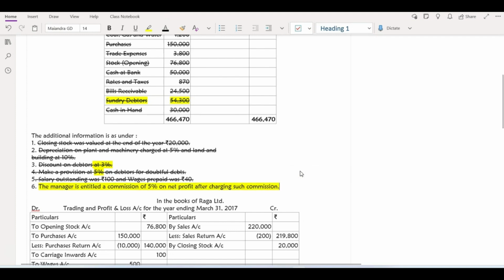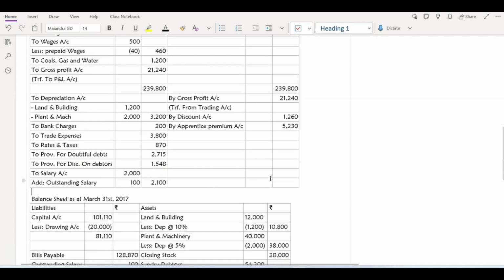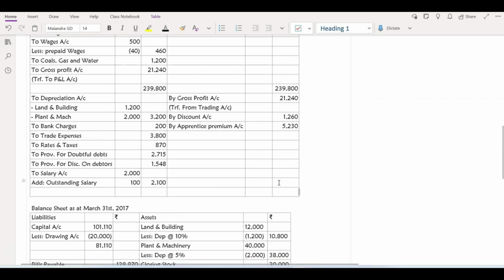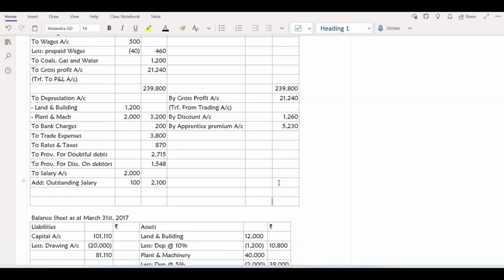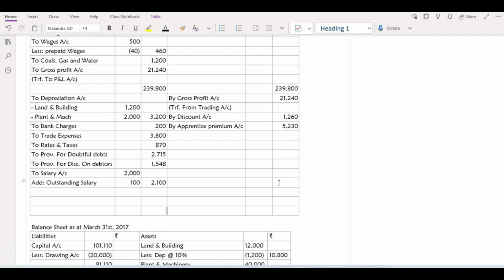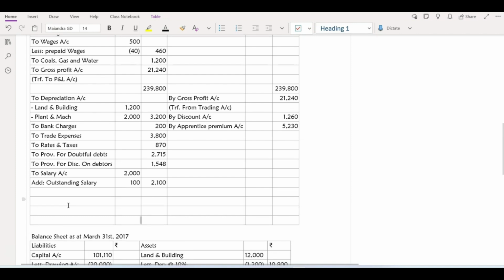This one. Manager is entitled a commission of 5% on net profit after charging such commission. Please make sure, please read it carefully. It is after charging such commission. All right. So what we have to do here, we have to calculate profit two times actually. Okay, first let's calculate what is the amount coming. I'm leaving 2-3 lines because we have to write here the manager's commission if there is a profit, and then we have to write the actual net profit.